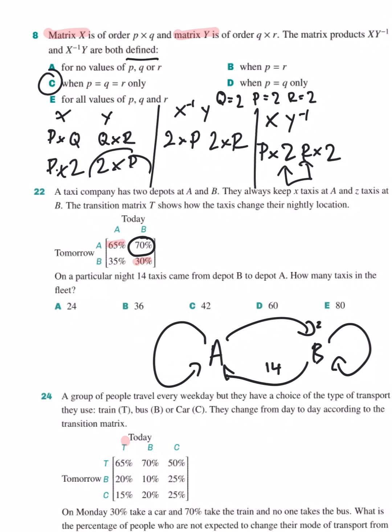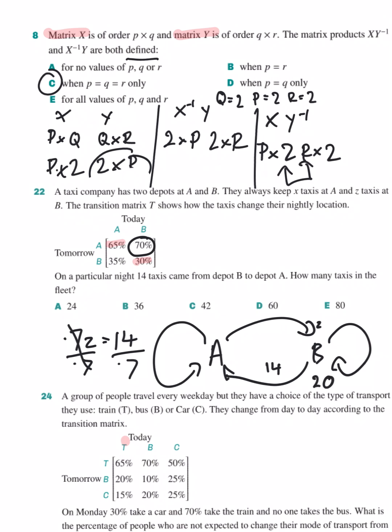So what we can do is say that 0.7 times Z, the amount at B, will equal 14. We can rearrange that to get the original amount at Z, and that is 20.